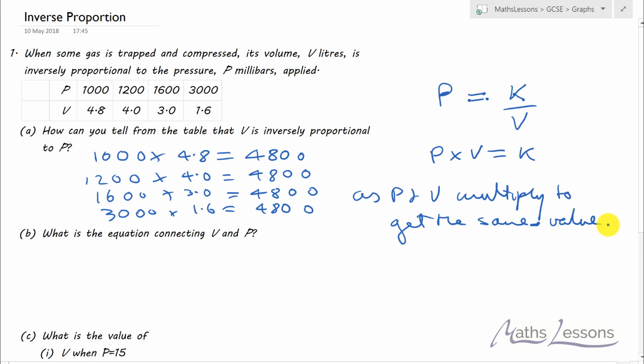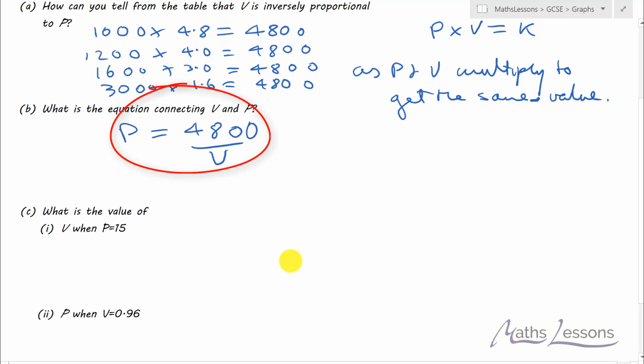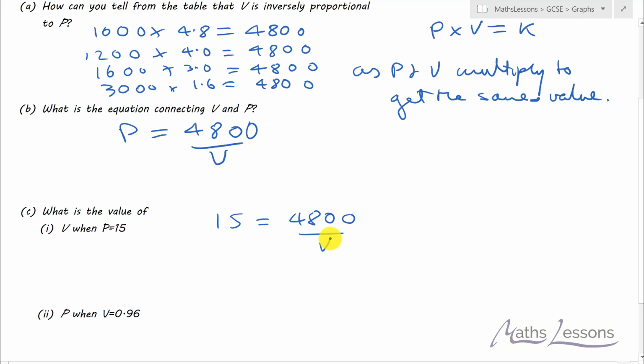So we can easily now see what the equation is going to be connecting V and P. We know P equals k over V, and we found our k, because k will equal P times V. So P will equal 4,800 over V. We can now use this equation to solve these two problems. So we want to find V when P is 15. So we know that 15 equals 4,800 over V, so let's rearrange it.